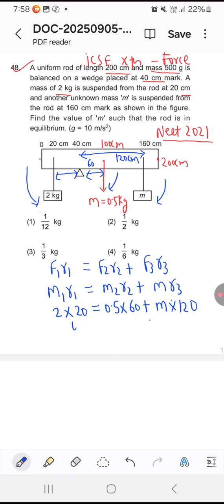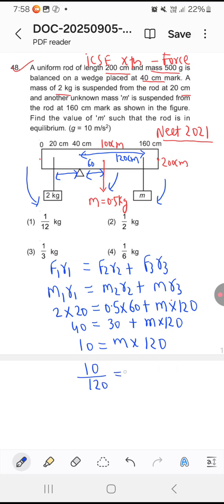Let's solve this. This will be 40. This will be 30, 0.5 into 60, 30. M into 120. Now bring 30 on this side. 40 minus 30, that will be 10. This 0 on both the sides will get cancelled, and bringing the 120 across, this will be 1 upon 12 kg. So which option is correct here? First one, the mass of this unknown value m is 1 upon 12 kg.